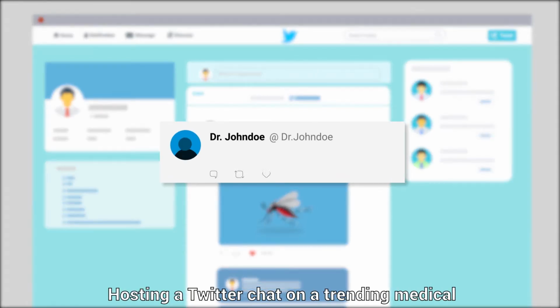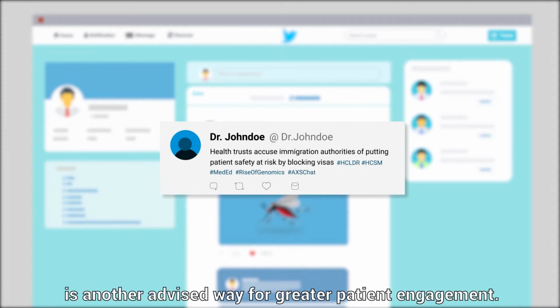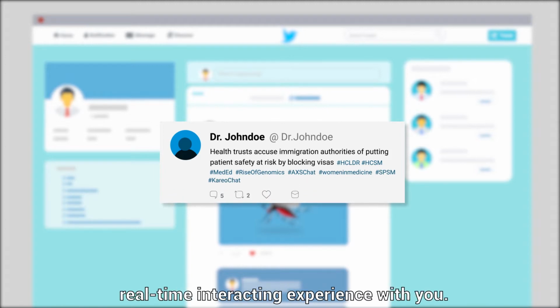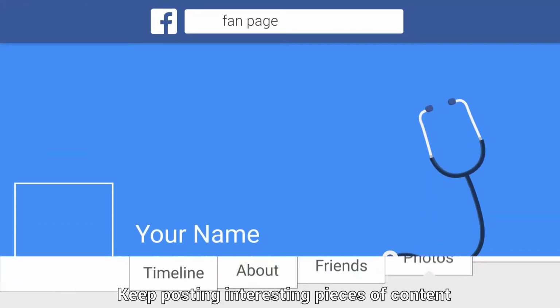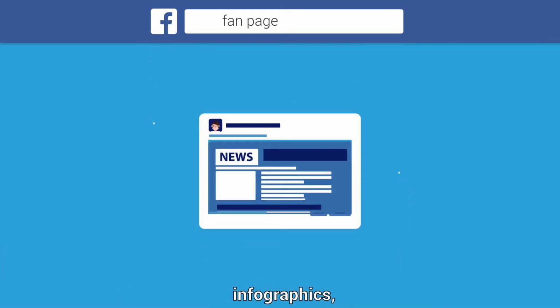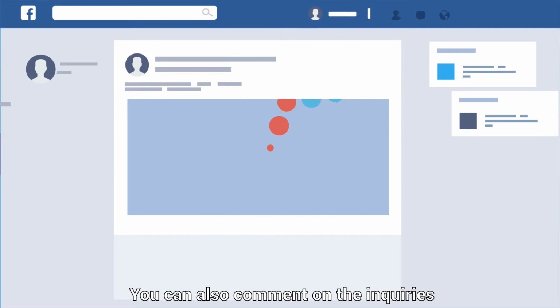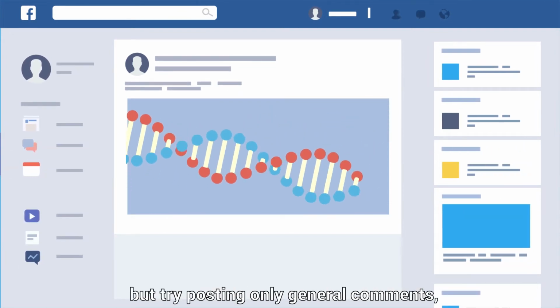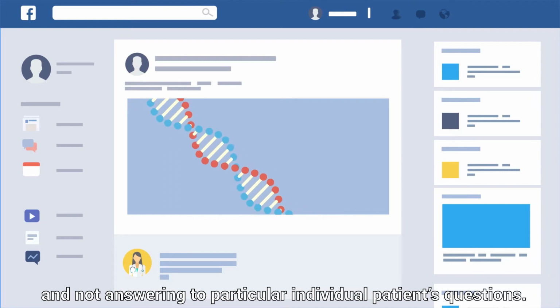Posting a Twitter chat on a trending medical or health-related topic is another advised way for greater patient engagement. This allows your patients a more real-time interacting experience with you. For engagement activities on Facebook, create a Facebook fan page for your practice. Keep posting interesting pieces of content, such as blog posts, articles, infographics, or video content related to important medical and health issues. You can also comment on the inquiries or suggestions of your patients, but try posting only general comments and not answering particular individual patients' questions.